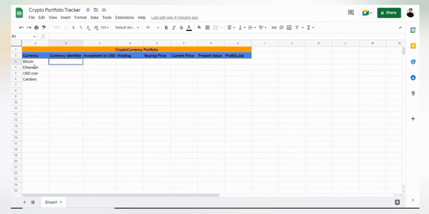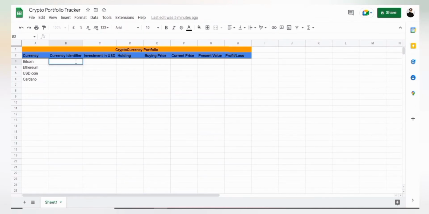So, right here we have a sample portfolio with four different currencies. We need to enter our essential information that we have on hand, such as the currency identifier, buying price, and the investment we made in USD. We'll determine the rest of the values using formulas, such as a formula for holding, a formula for current price, a formula for present value, and a formula for profit and loss. So let's enter our currency identifier.